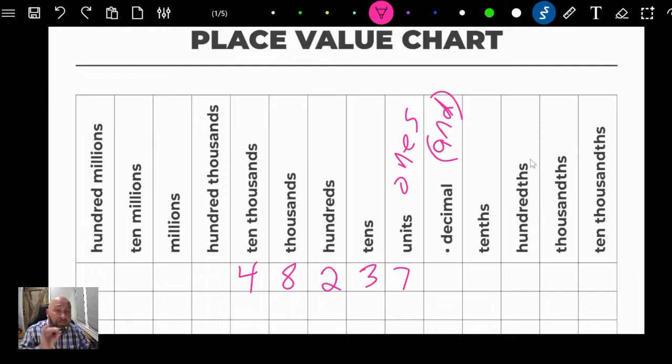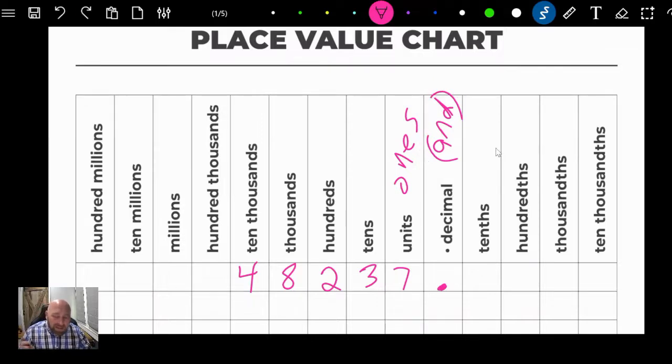So what we have is 48, and then we would read 237. So 48,237. Let's go ahead and add a decimal now. So we'll just put a point right here in the decimal place. So now we're going to read it with the word "and," right? Because that's what we read when we get to the decimal place.